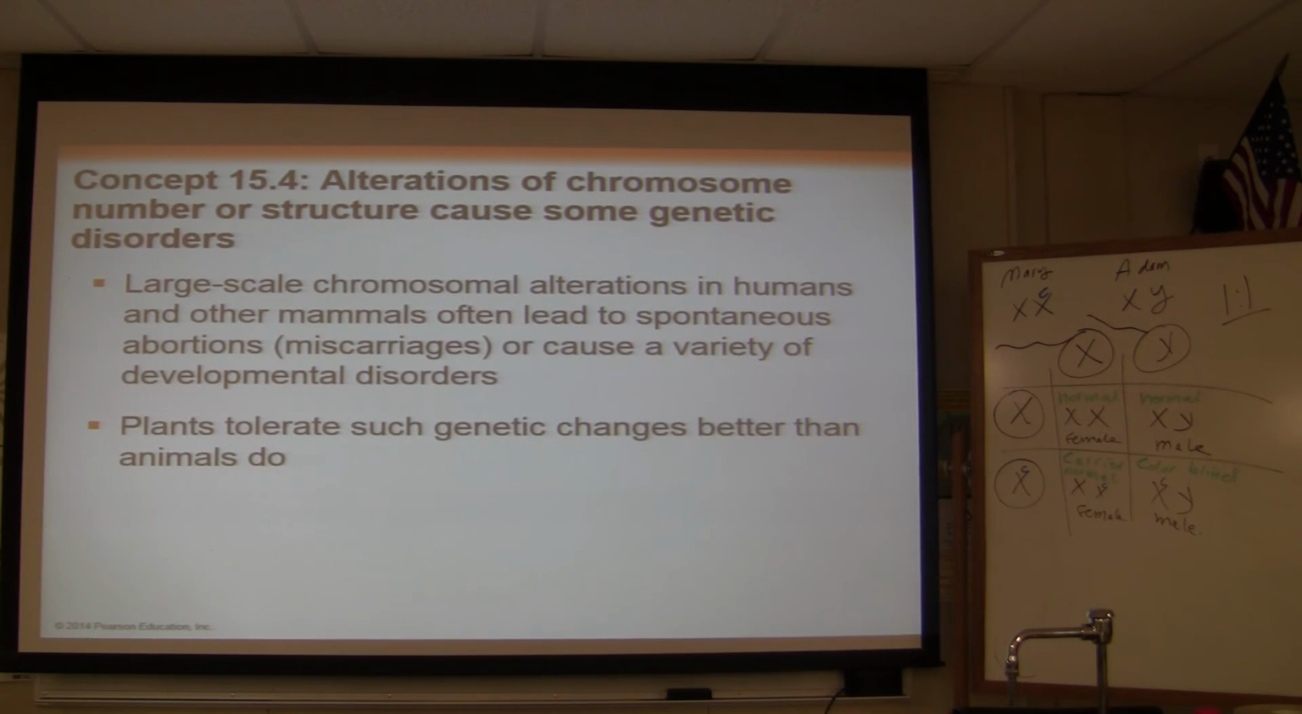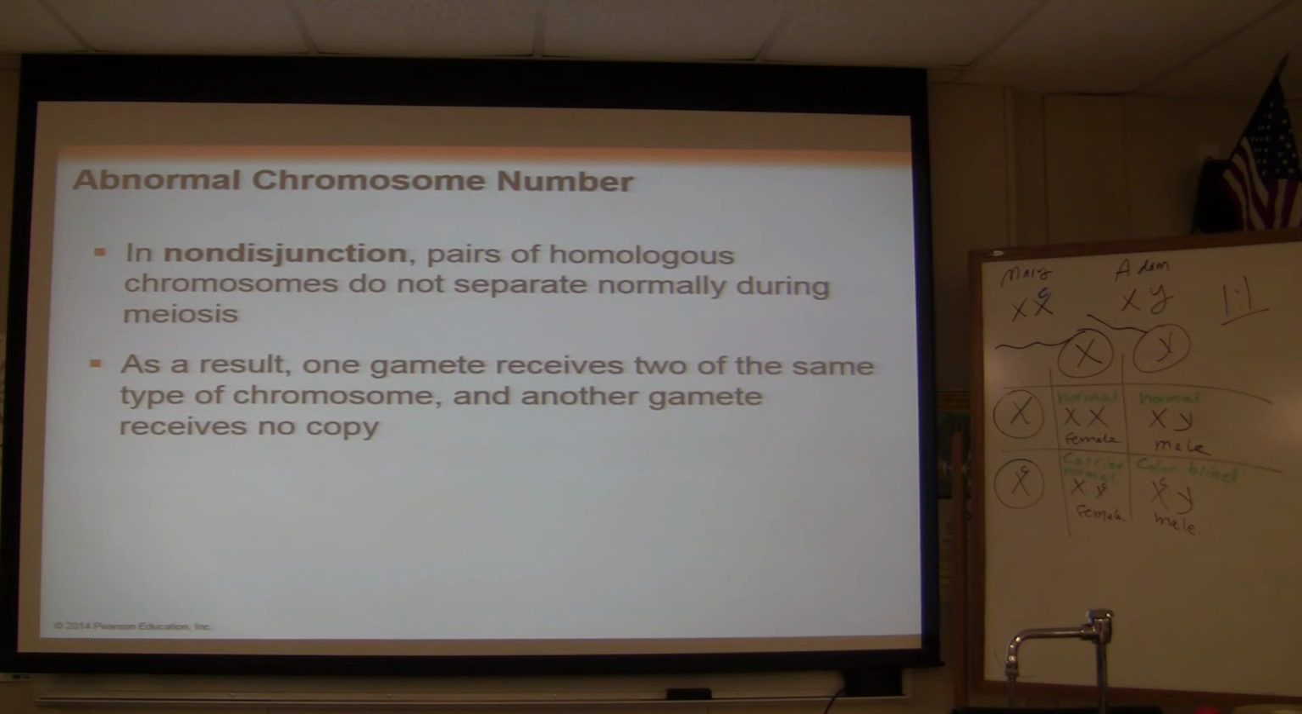What else? Alterations of chromosome numbers or structures cause some genetic disorders. Large-scale chromosome alterations in humans and other mammals often lead to spontaneous abortion, miscarriage, and plants tolerate such changes better than humans. For example, if a human is triple X and then Y, sometimes the baby will die. That cannot happen. It has to be double X and Y, which is okay. Usually they survive, but triple X, Y usually they die. Things like that. Abnormal chromosome numbers.